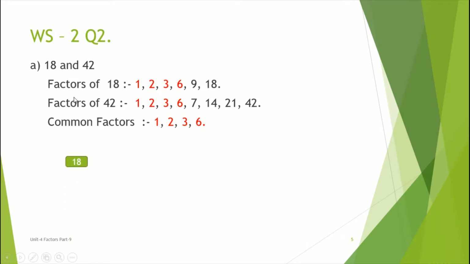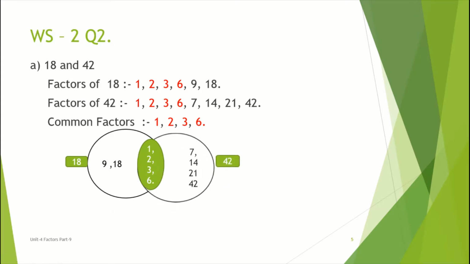Now see scholars, we have to place the common factors in the shaded part. So see, I have placed the common factors, that is 1, 2, 3 and 6, in the shaded portion, and the remaining factors, that is 9 and 18, we have to place in the unshaded part. Here we have the circle of 18, factors of 18, and the leftover factors are 9 and 18. I have placed them in this circle, and the leftover factors of 42, that is 7, 14, 21 and 42, I have placed in this circle.